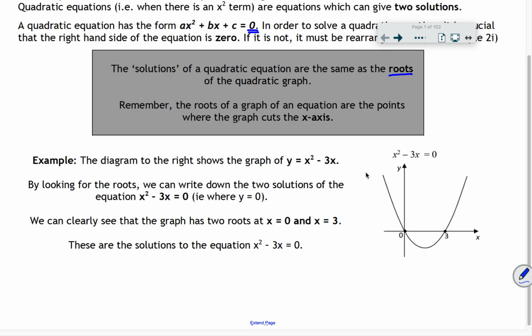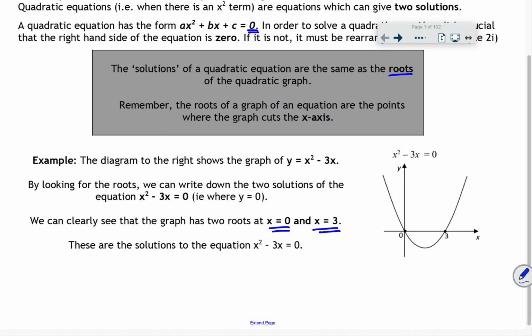So if we were to look at this quick example here, this parabola is the graph of y is equal to x squared minus 3x. Okay, so the quadratic equation, x squared minus 3x. We can solve this quadratic equation just by looking to see where it cuts through the x-axis. So this parabola cuts through the x-axis at 0 and 3. So the solution to it is just going to be x equals 0 and x equals 3. It's just purely inspection. That's it. That is the solution. End of story.